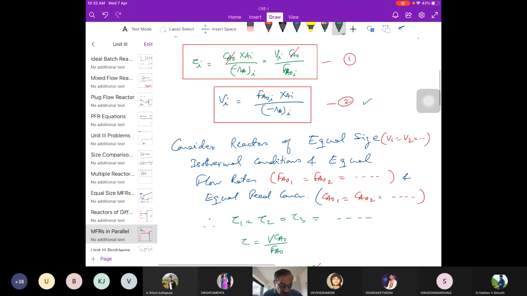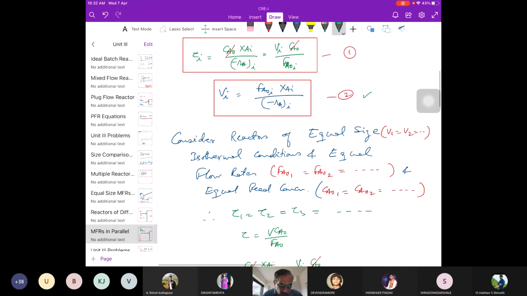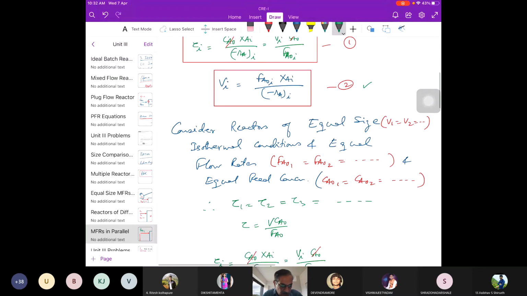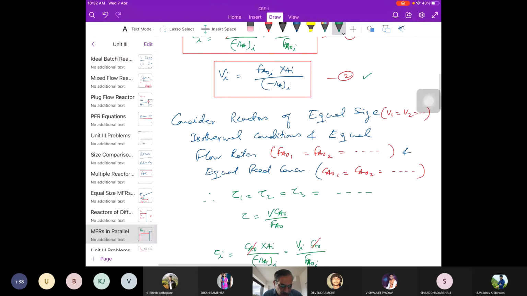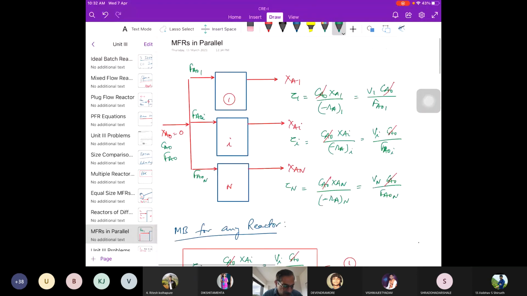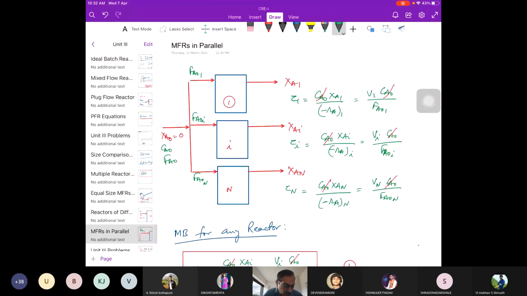So we are saying it's equal size reactors. So volume of each is equal, and we are saying isothermal conditions लिया and equal flow rates लिया. Volume अगर same है तो we have to keep flow rates also, molar flow rates also equal to get the same conversion.